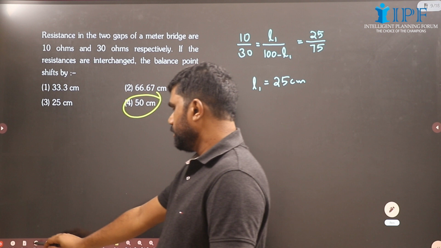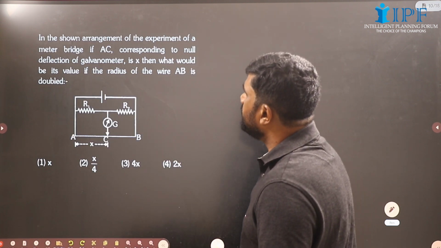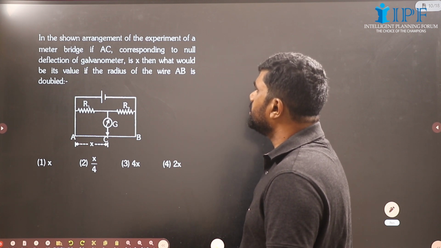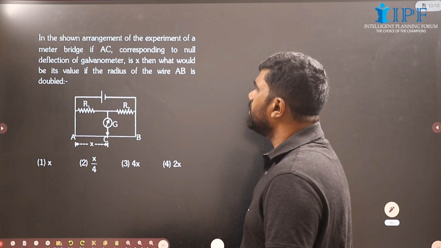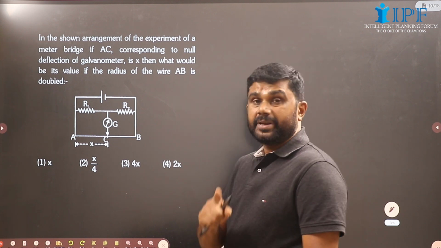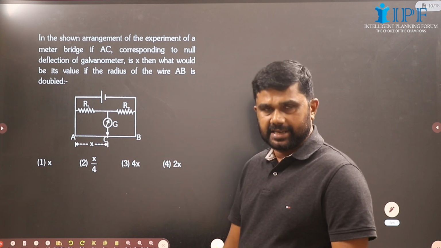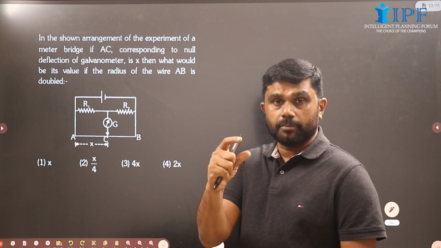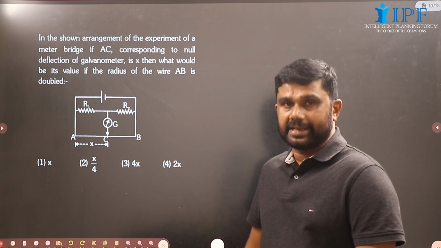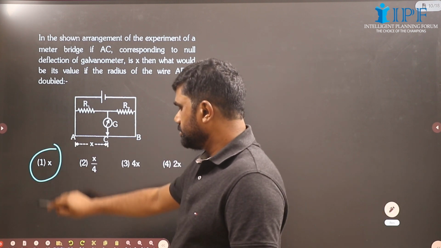Now, in the shown arrangement of the experiment of a meter bridge, if AC equals corresponding to null deflection of galvanometer X, then what would be its value if the radius of the wire AB is doubled? Now see, it depends only on the ratio of L and 100 minus L. If the wire is uniform, the balance length is independent of the cross-sectional radius or area. It depends only on length. So it will be X only, right?